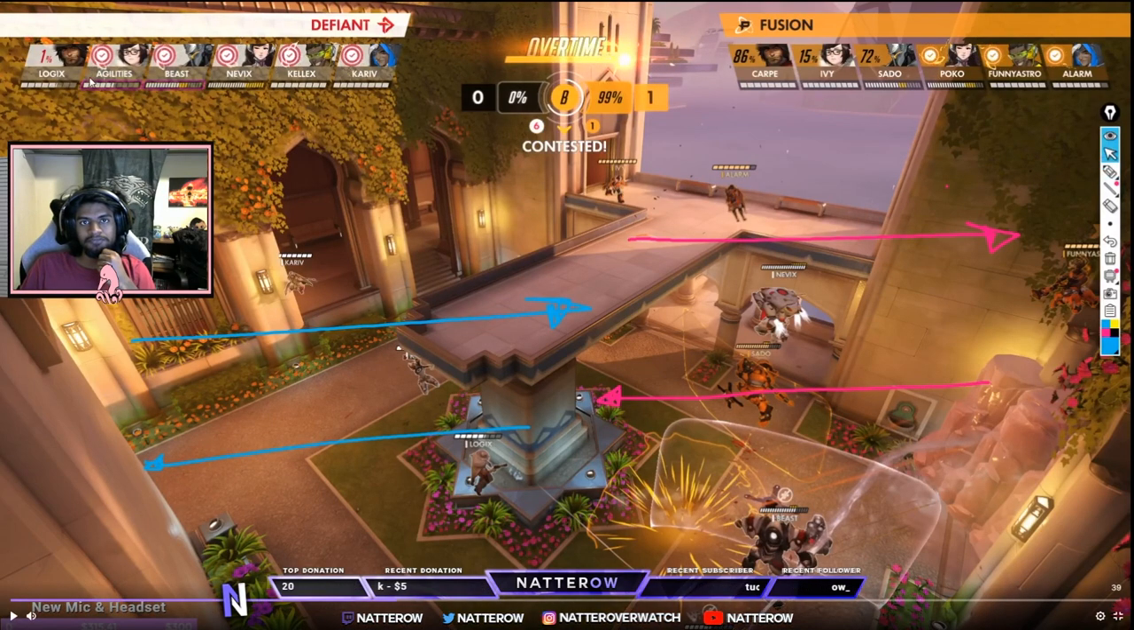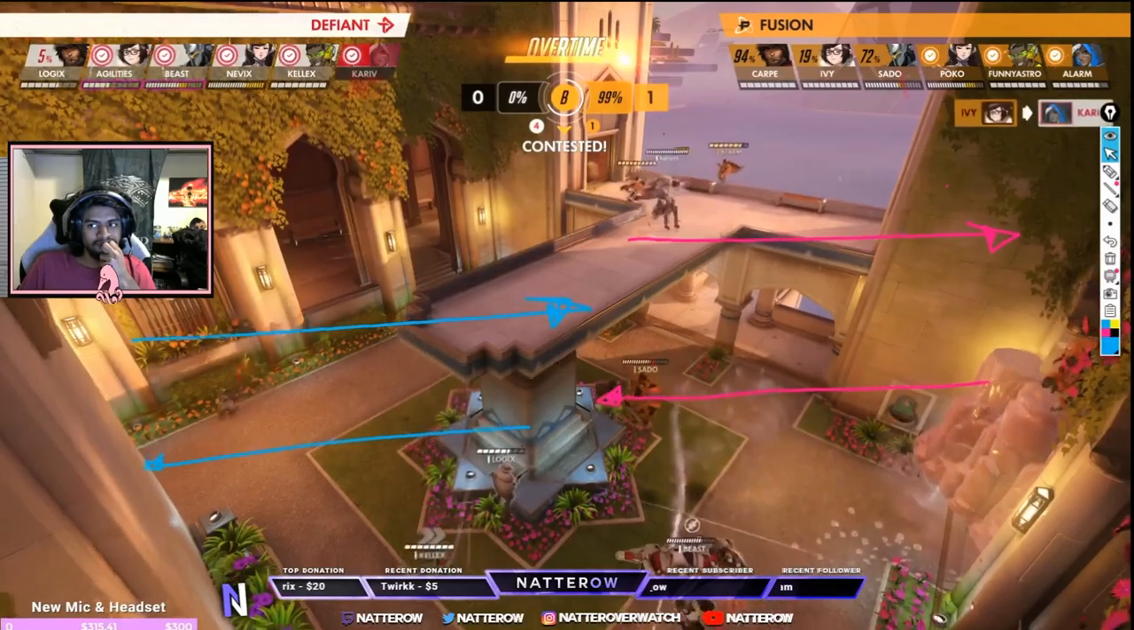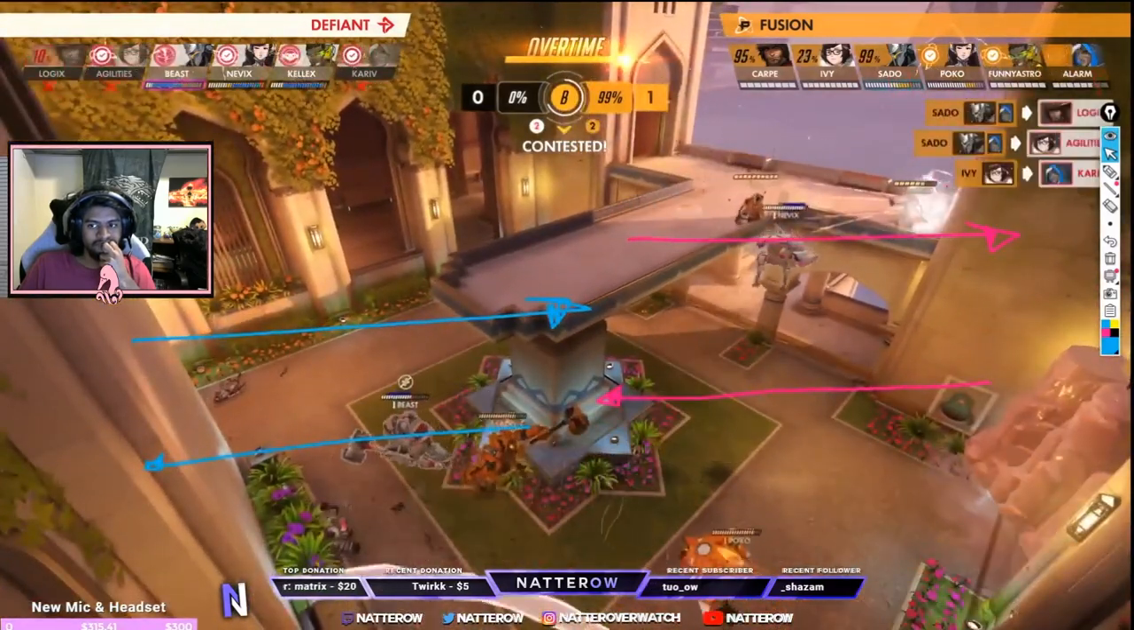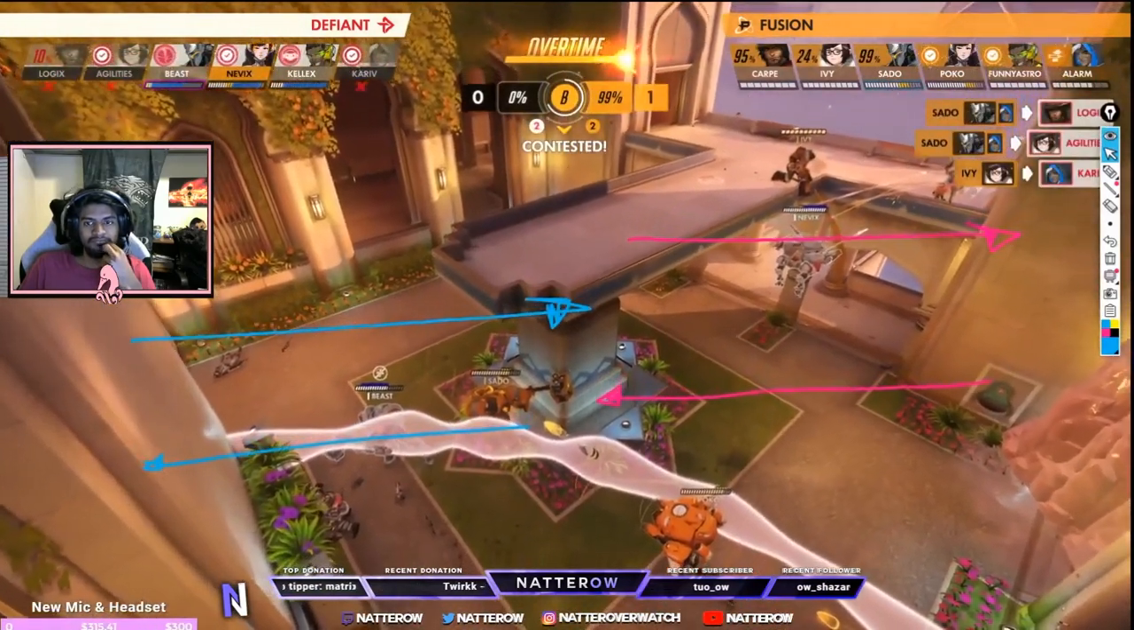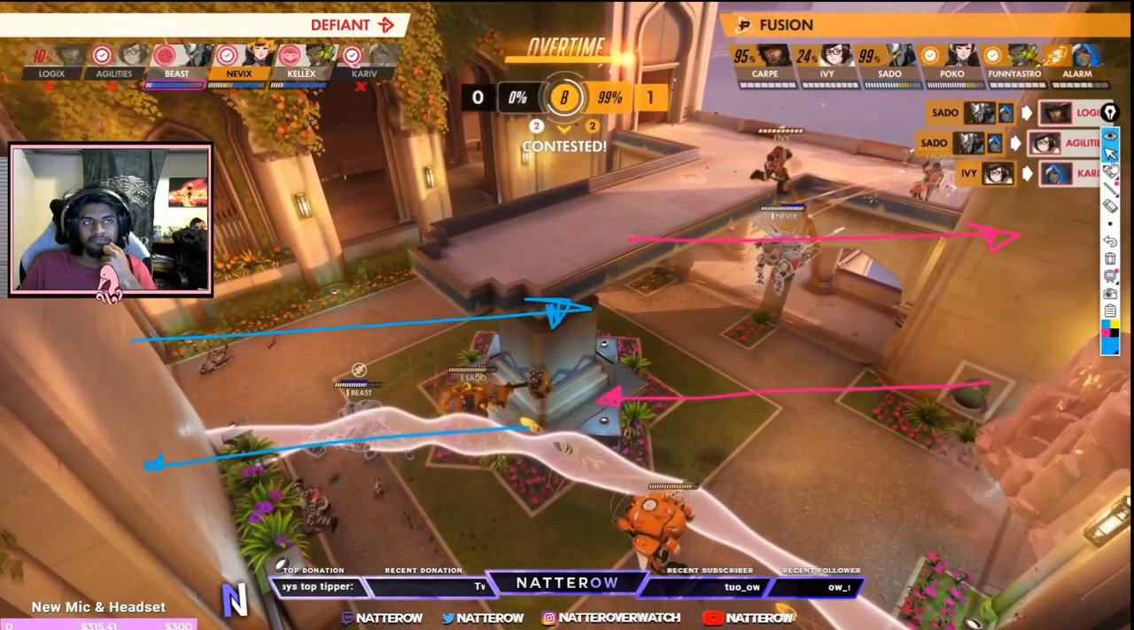So now you'll see Fusion, the pink, push really hard. They're pushing really hard. You see the nano. Immediately Defiant wants to push back in, right? So now Defiant will try and push back in with the beat and shatter. That's them pushing back in with beat and shatter.